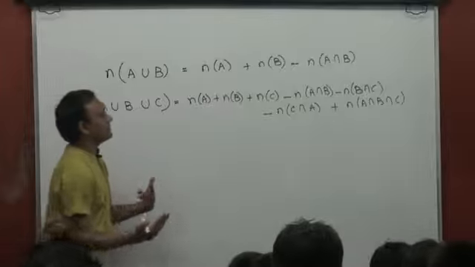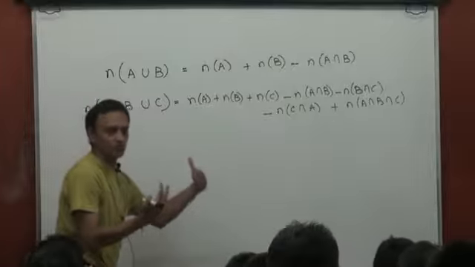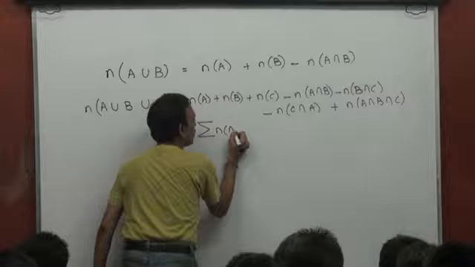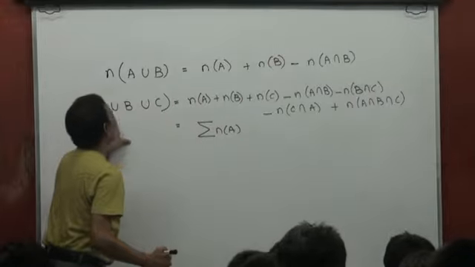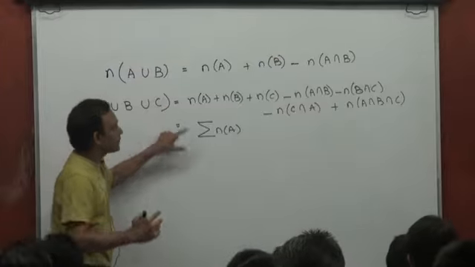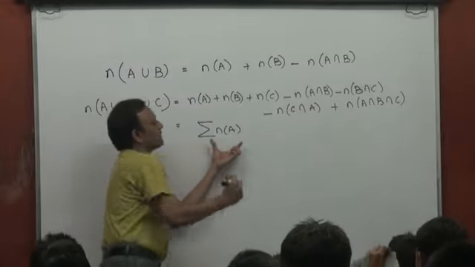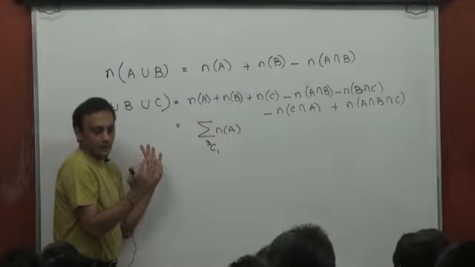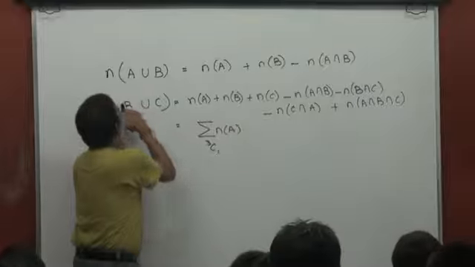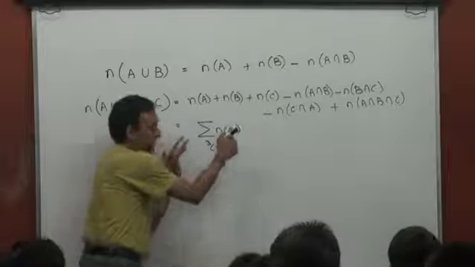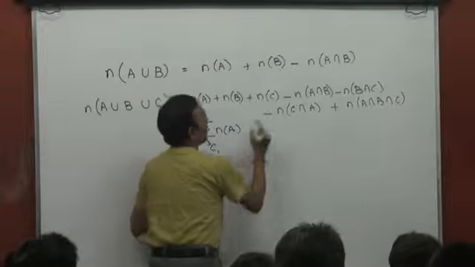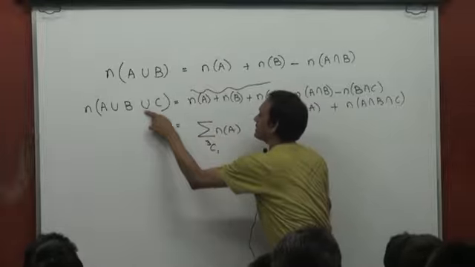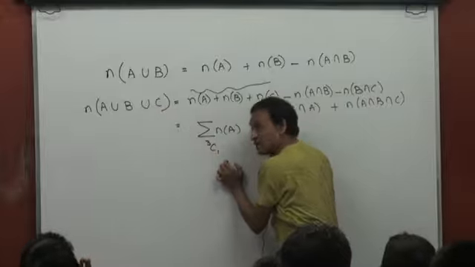which in summation notation could be written as summation NA. That means all terms of the kind NA, which means NA plus NB plus NC. If there are three sets, then the number of terms in this summation is going to be 3C1, from three things taking one at a time, right? A, for example, B. So these three terms are clubbed into a summation NA.